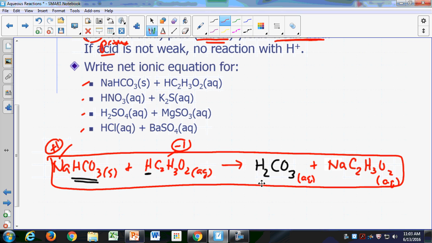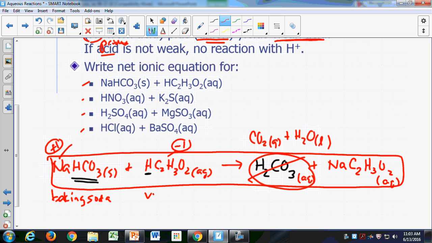Now, you may replace H2CO3 aqueous with CO2 gas plus H2O liquid. That's typically what you'll observe, because it decomposes further into CO2 gas and liquid water. This is in fact what you'll observe when you mix sodium bicarbonate, which is baking soda, with acetic acid, which is the acid you'll find in vinegar. So that's your molecular equation.